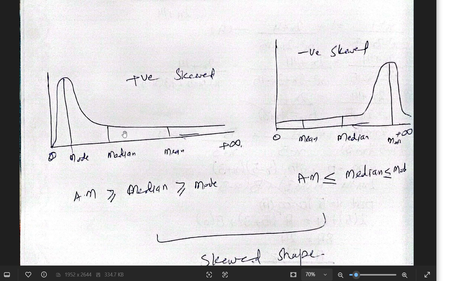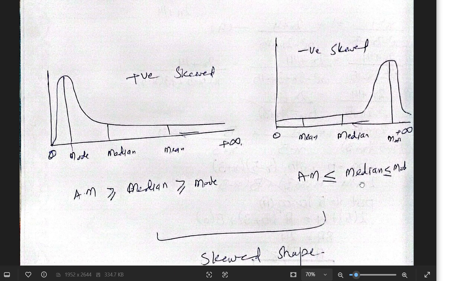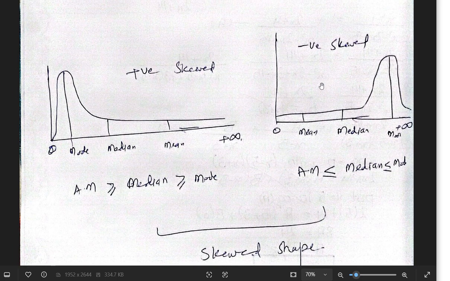So this one where the right tail is quite long, that is known as positively skewed. Where the left tail is quite long, that is called negatively skewed. Mathematically, you can say that if the arithmetic mean is the highest, greater than median and mode, then we call it positively skewed. If the arithmetic mean is the lowest, less than median and mode, then we call it negatively skewed. So these two shapes are negatively skewed.